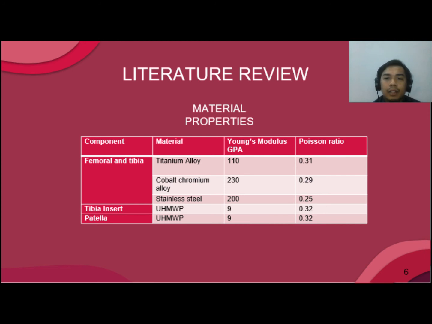For femoral and tibia, there are three different materials that can be used: titanium alloy, cobalt chromium alloy, and stainless steel. For tibia insert and patella, the material being used is ultra high molecular weight polyethylene, UHMWPE. The materials with different characteristics need to be analyzed in order to find the best material for the component.